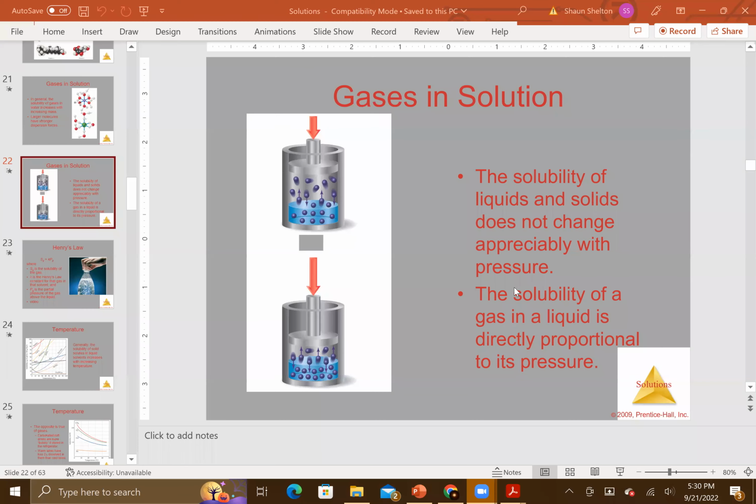Okay, so we're gonna start right here and continue our conversation about factors that affect solutions. Really, we got into discussing gases last time, and so I think that's a good place to start here.